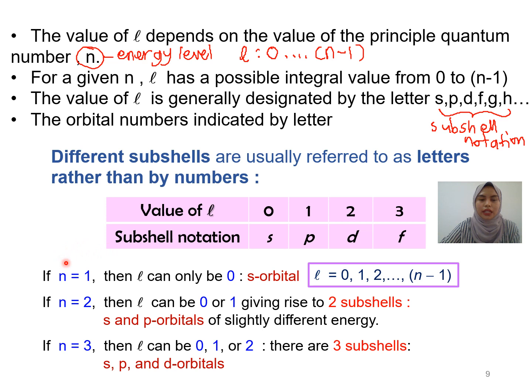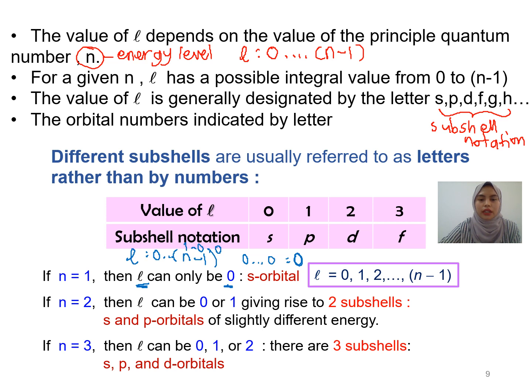For example, if we have energy level n equals 1, that means the L value can only be 0. As we discussed earlier, L's possible integral values will be 0 until n minus 1. Since the energy level n equals 1, 1 minus 1 is 0. So it can't be 0 to 0, right? So it will be just 0. Okay, so the L value can only be 0.